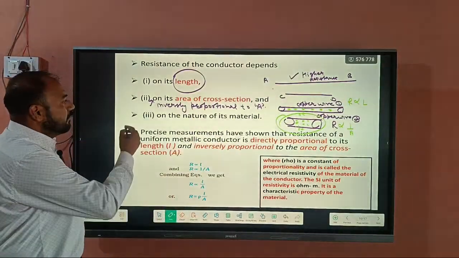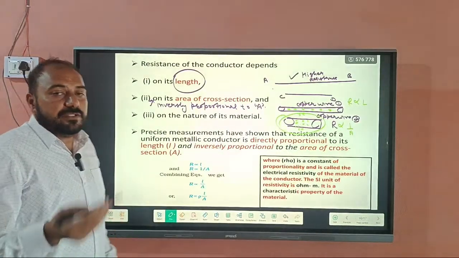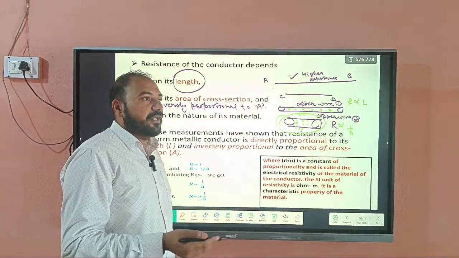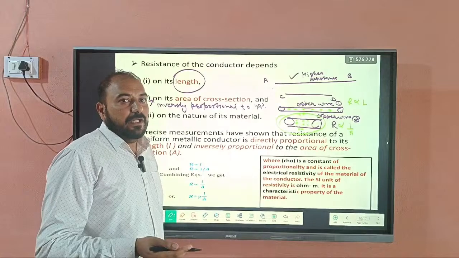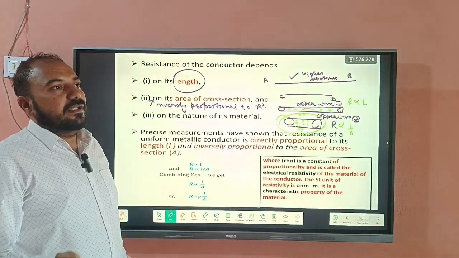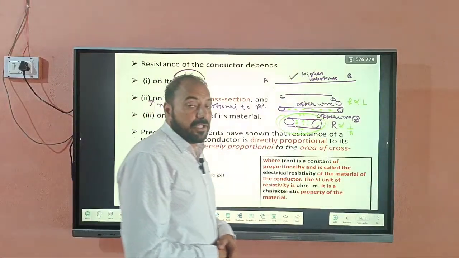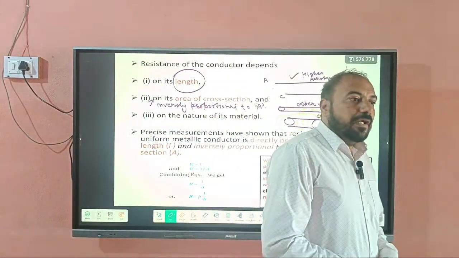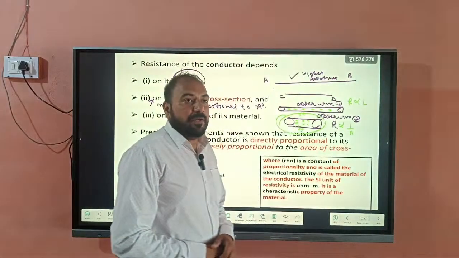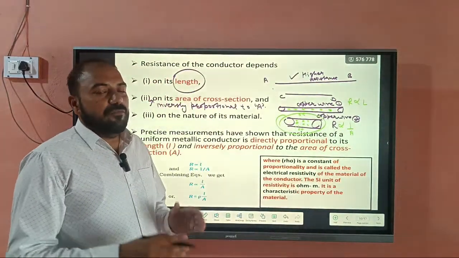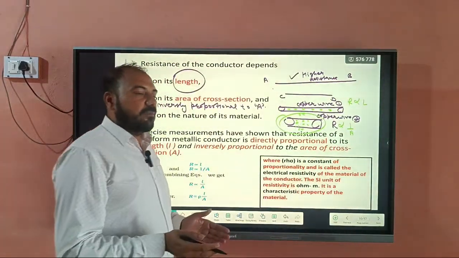But another factor, for example temperature: if we increase the temperature, what happens to the resistance of a wire? It increases. If resistance of a wire increases, then electric current decreases. So here the question is, why does the resistance of a wire increase when we increase the temperature?